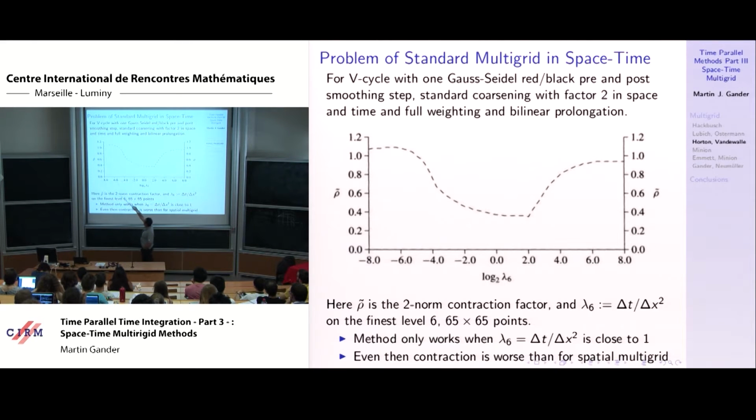So the rho which is plotted here is just a 2-norm measurement of the contraction of this method. So if the lambda parameter on the fine grid is close to 1, then the hierarchy works. But if in the hierarchy somewhere this parameter is going away, the method will not work anymore. And even in the good range, it's not as good as spatial multigrid. So what can one do?